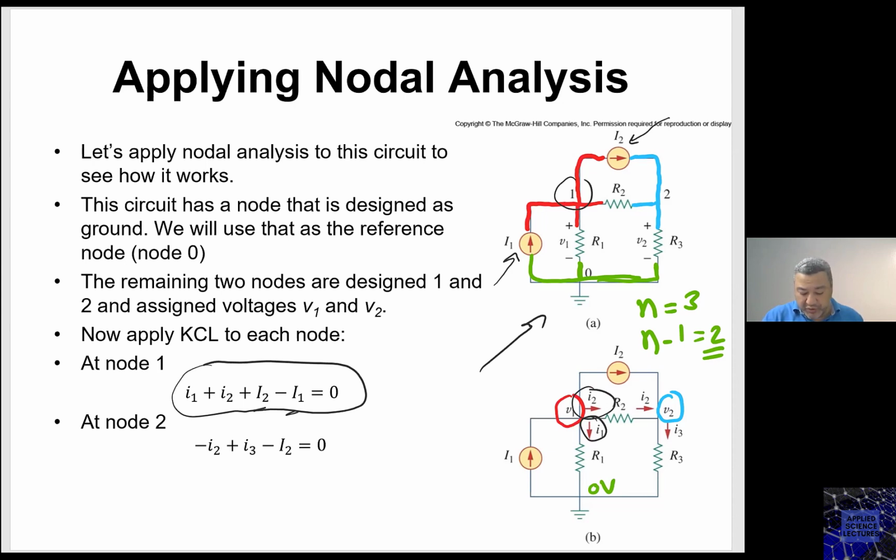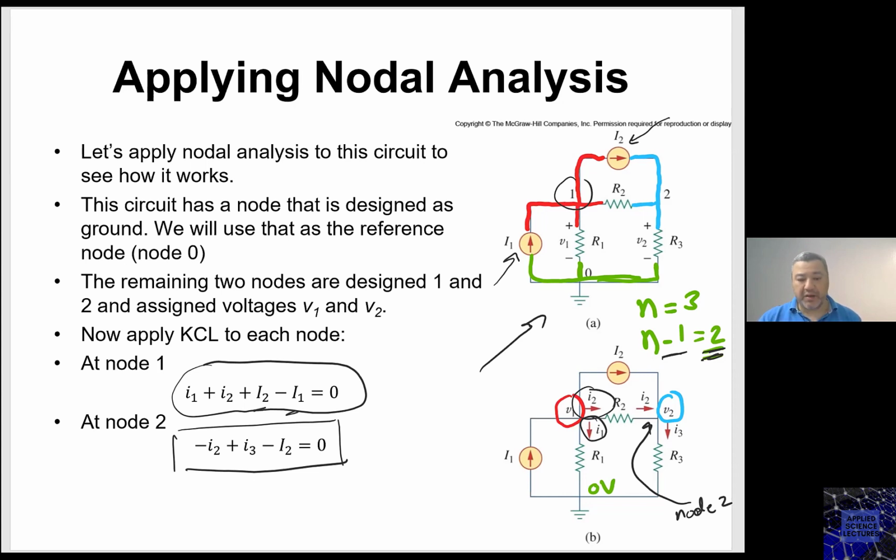At node number 2, this would be the KCL equation. I have I2 small entering, I3 small leaving, and I2 capital entering. So those are the two KCL equations for my circuit. As I said, n minus 1 is 2, which is why I wrote two KCL equations.